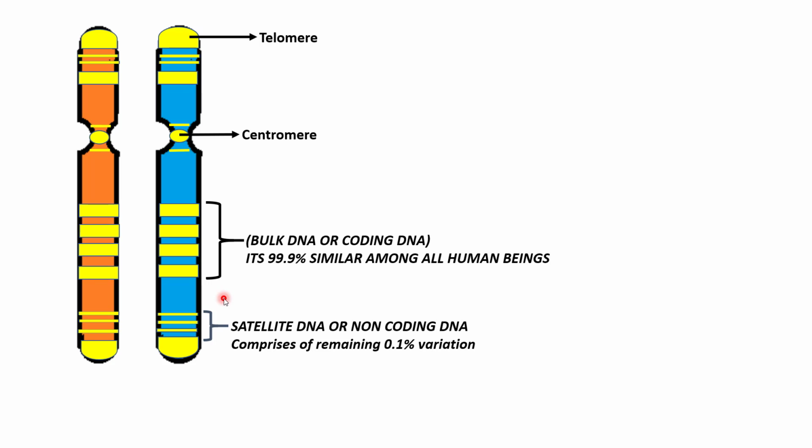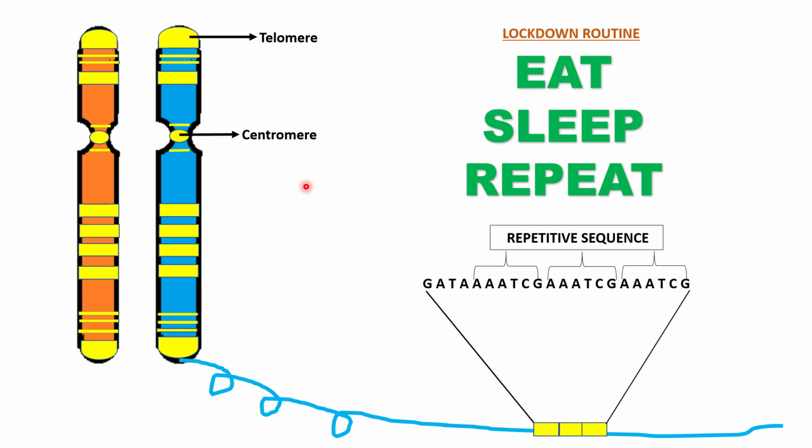So basically, a homologous pair of chromosomes comprises two types of DNA, that is the bulk DNA, which is 99.9% similar among all human beings, whereas only 0.1% variation is due to the presence of satellite DNA, which is present in specific regions of the chromosome, that are the telomeric regions and the centromeric regions. So when we unwind the chromosome, we will find that there are many repetitive sequences present in the satellite DNA regions. And these repetitive sequences are in the form of tandem repeats.